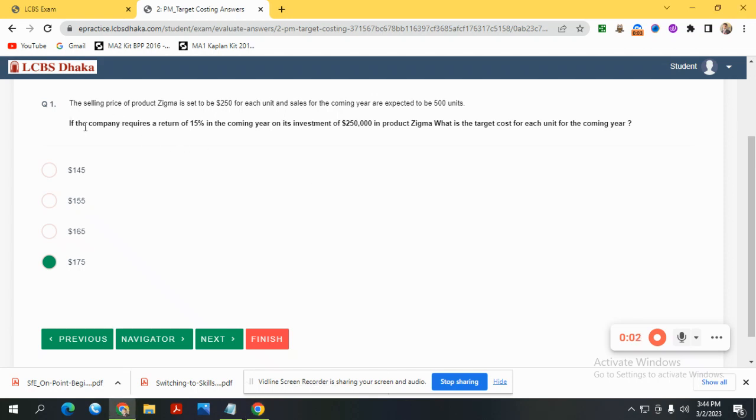So this is going to be the solve of our e-practice platform, and we'll be dealing with relevant. My bad. We'll be dealing with target costing.